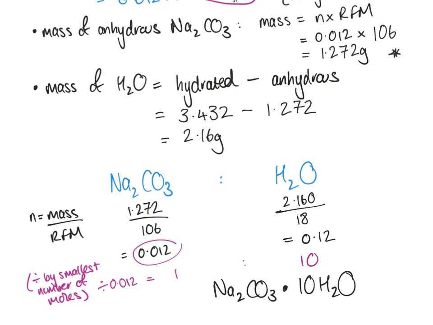So the formula of our hydrated salt is Na2CO3.10H2O. In terms of determining n, n is equal to 10. We have 10 waters of crystallization.